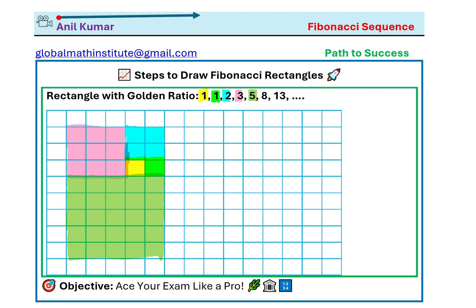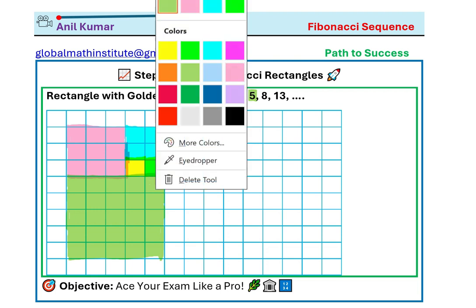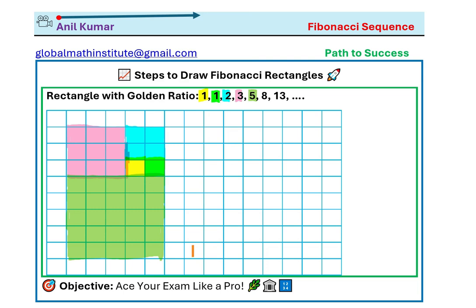We get a rectangle, very beautifully looking rectangle, whose dimensions now are 8 by 5. And you can see 8 is the next number in our Fibonacci sequence. Makes sense, right? So 8, we need to place a square 8 by 8 and form another rectangle.